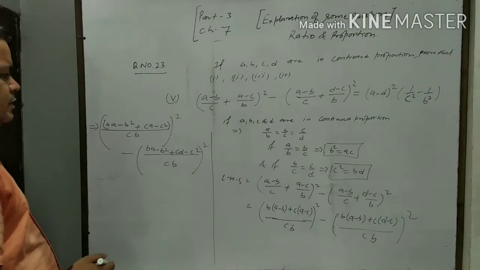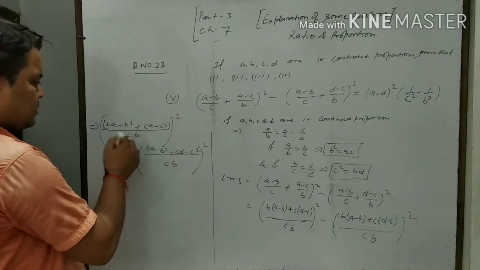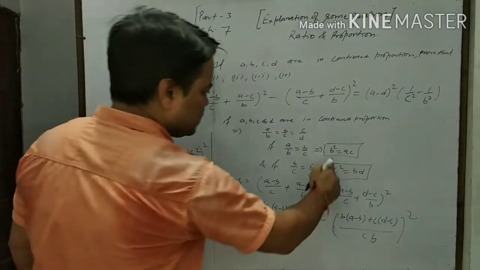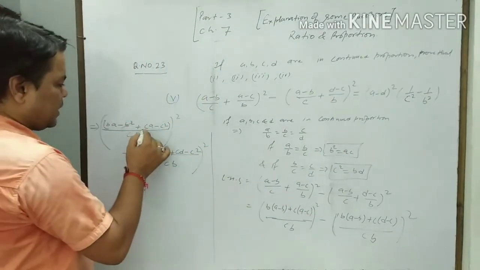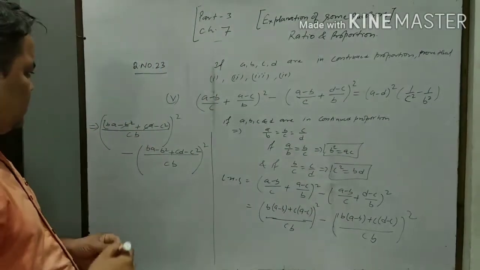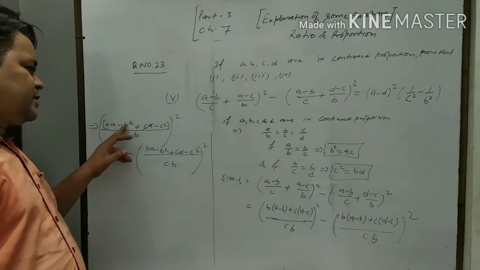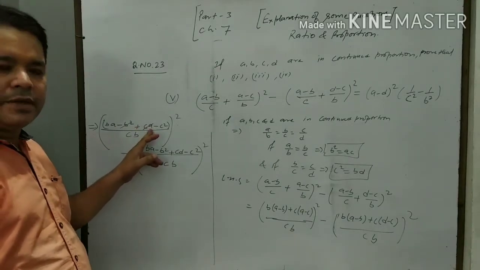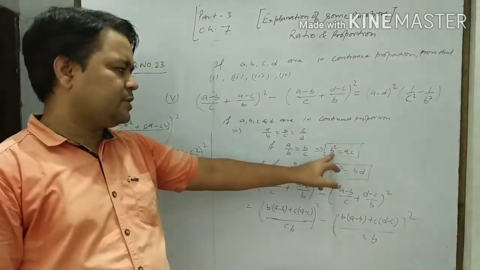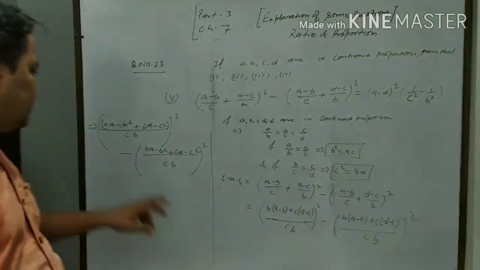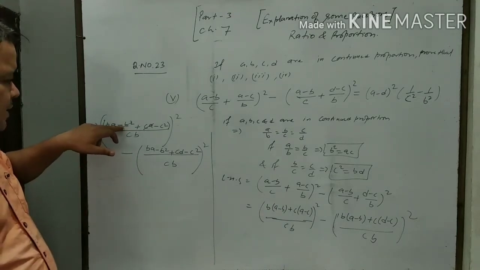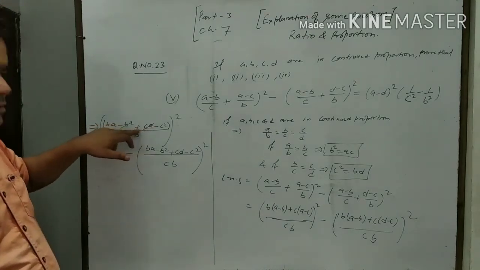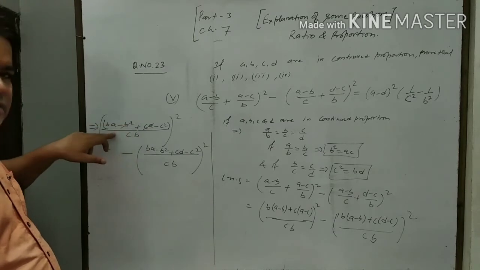Now we know that b square is equal to ac. Then here b square and ca will be cancelled. Try to understand: here minus b square and plus ca, but from here we know that b square is equal to ac. Then in place of this we can write ac. Then minus ac and plus ac, that will be cancelled.